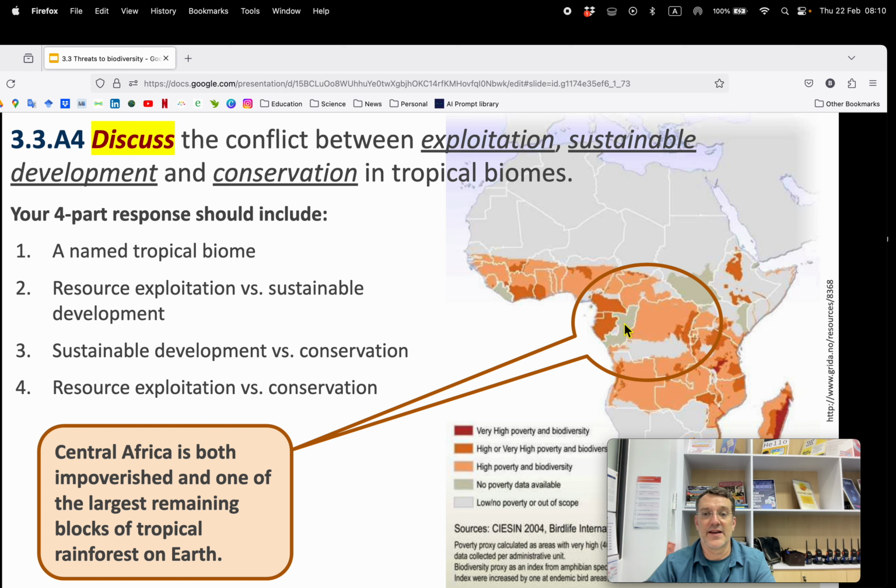And that will probably lead you into a discussion of conflict between exploitation, meeting the needs of people, sustainable development, while ensuring that the needs of future generations can still be met, and conservation. There are conflicting priorities for all three of those goals.